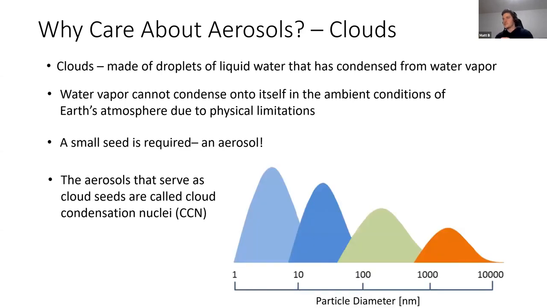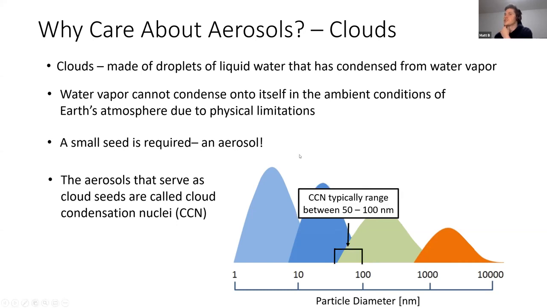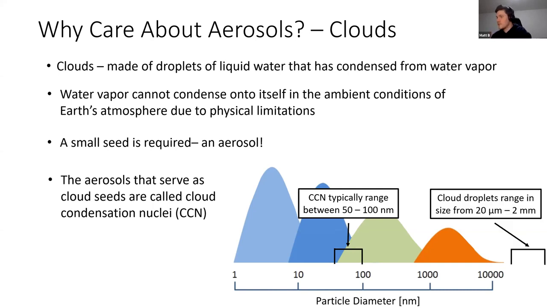Going back to the size distribution again, the size of aerosols that are typically forming cloud condensation nuclei are in this range. So 50 to 100 nanometers. So we're talking very, very small particles still. And then when they form cloud droplets, these cloud droplets grow to very large sizes. And these are typically 20 microns in diameter. So larger than particles typically are in the atmosphere. So it's quite a significant change in size once water condenses onto the particles.